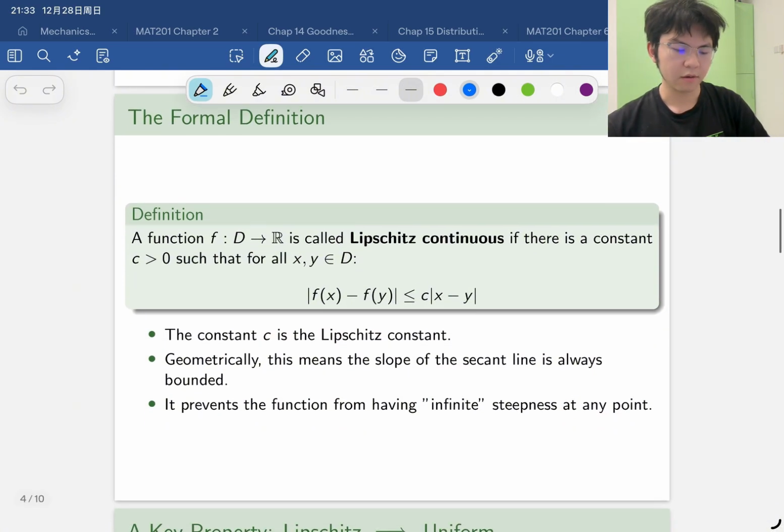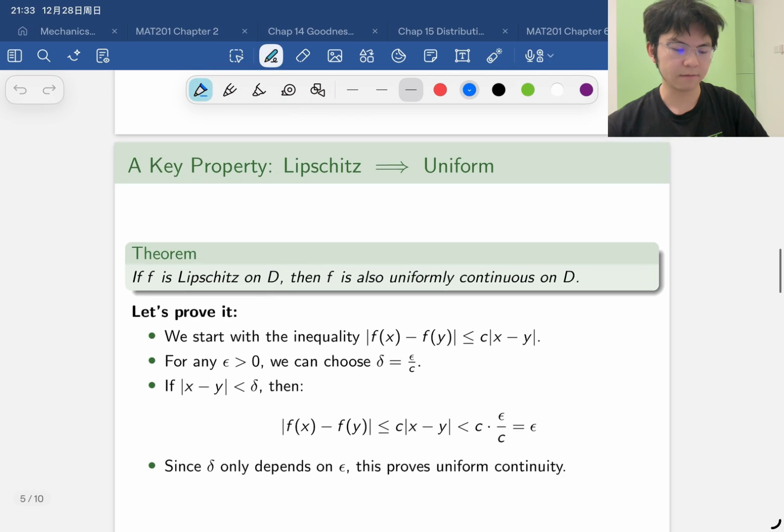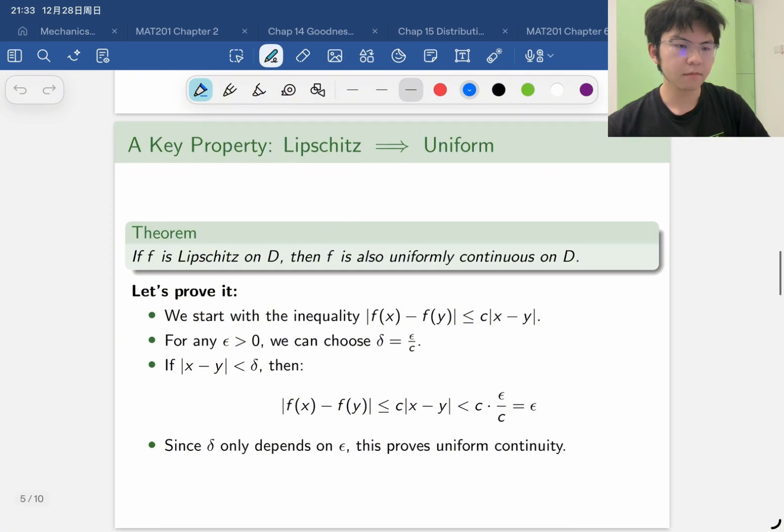Okay, then let's see a key property. One of the most important theorems is that Lipschitz continuity implies uniform continuity. Let's walk through the proof. If f is Lipschitz on D, then f is also uniformly continuous on D. This is a theorem. Let's prove it.